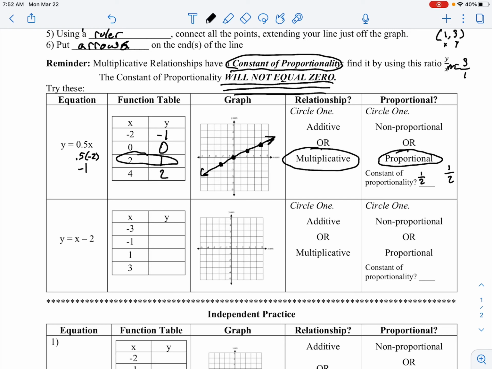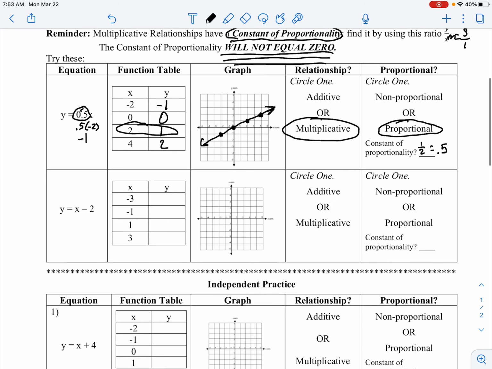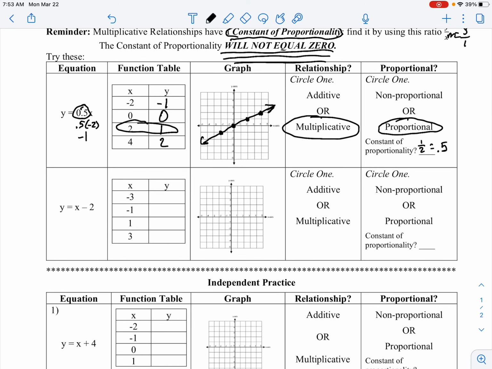So our constant of proportionality is 1/2. We could also look back at our equation to figure out what that is. If I look at my equation, whatever I am multiplying by, that's my constant. So we can just look at an equation, if it's multiplicative, and find that constant of proportionality pretty easily. So here we're learning shortcuts to figure these things out as well. All right, so now we're going to try another one.